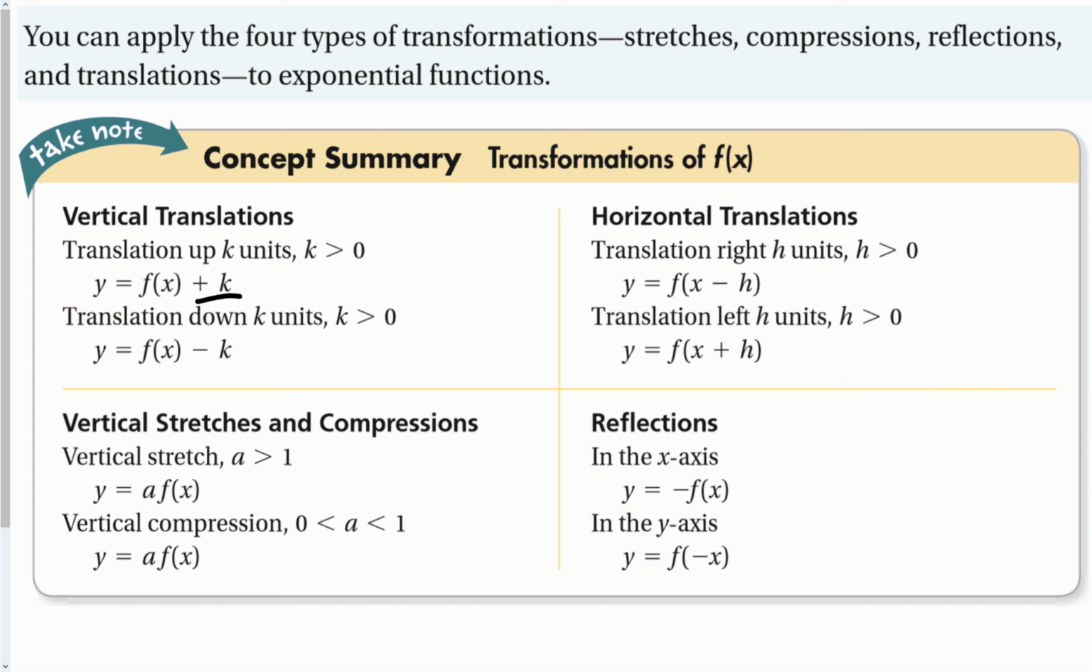If we add something to the outside of the exponential function, it's going to go up. Subtract, it's going to go down. Inside the exponential function, we're going to shift it right if it's a minus, left if it's a plus. A number bigger than 1 in the front is going to be a vertical stretch. A number between 0 and 1 is going to be a vertical compression. A negative in the front reflects in the x. A negative inside the function reflects in the y.